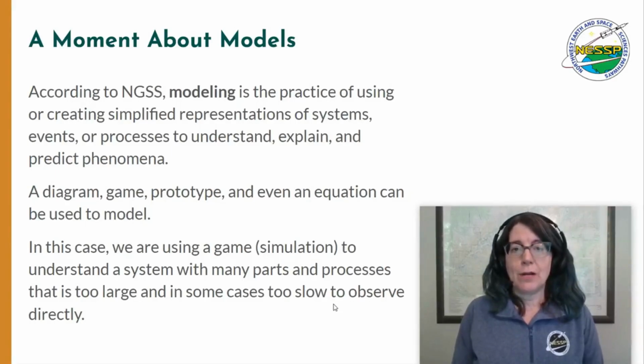When people hear the word model, a lot of them think it's a 3D model, like a model car. And yes, that is one type of model. However, there are many other types of models, such as diagrams; even equations can be models. And in this case, we'll be using a game, which is a type of simulation, to model the carbon cycle.